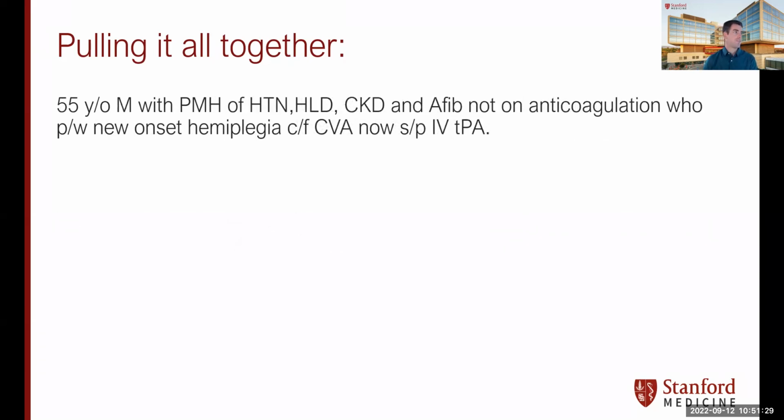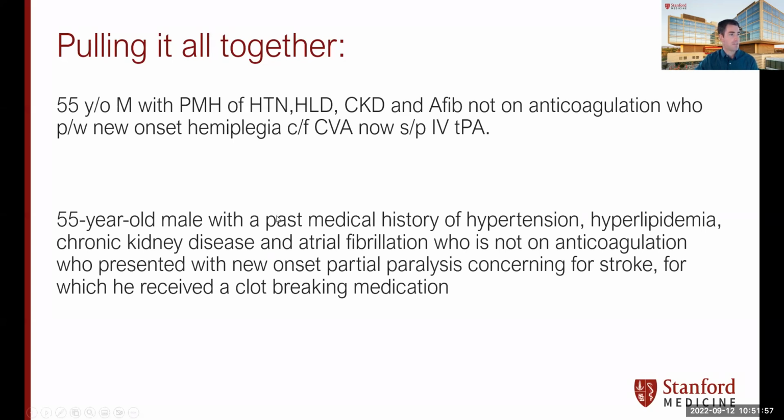Next up is 55-year-old male with PMH of HTN, HLD, CKD, and AFib, not on anticoagulation, presents with new onset hemiplegia, concerning for CVA, now status post IV TPA. Perfect, I love it. And I love how some of y'all simplified that cerebrovascular accident, because you say that to a patient or even some providers, and they would have no idea what you mean. So this is a 55-year-old male with a past medical history of hypertension, hyperlipidemia, chronic kidney disease, and atrial fibrillation, who is not on anticoagulation, who presented with new onset partial paralysis, concerning for stroke, for which he received a clot-breaking medication, right? So nice simplified language here.